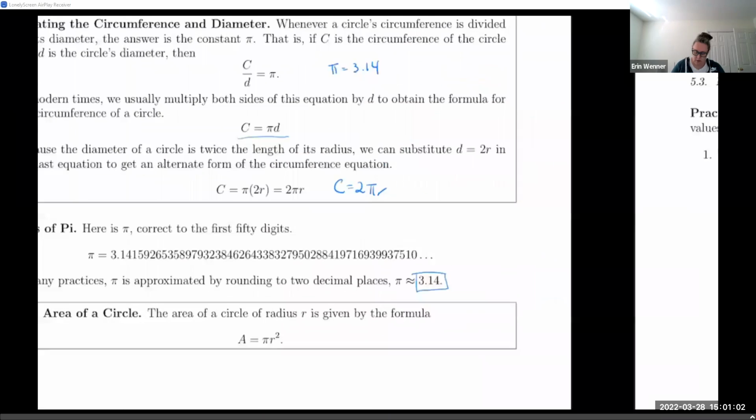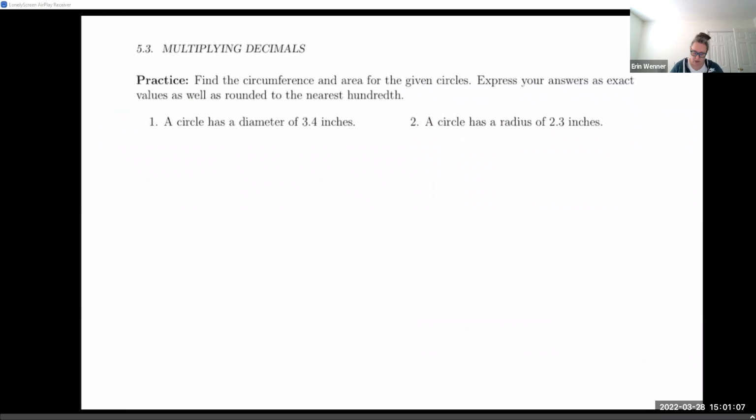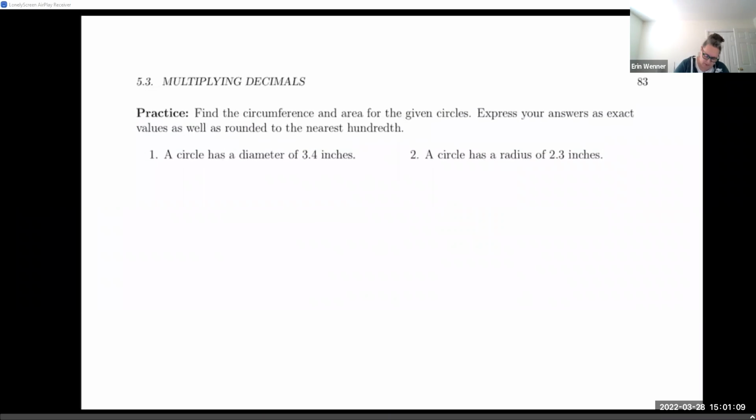So the next page, we want to find the circumference and area for the given circles. First of all, circumference is equal to the diameter times pi, or 2 times the radius times pi. And we're going to use 3.14 for pi. We also have that the area is equal to pi r squared. And we know that the diameter is equal to 2 times the radius.